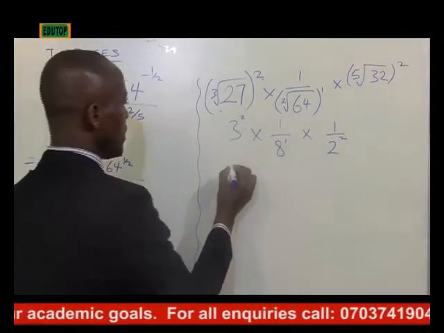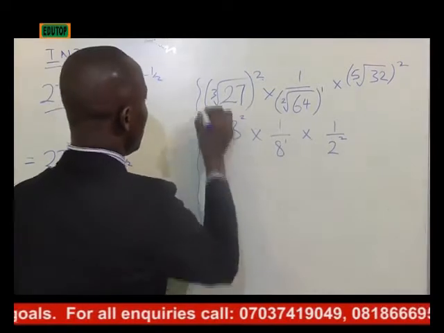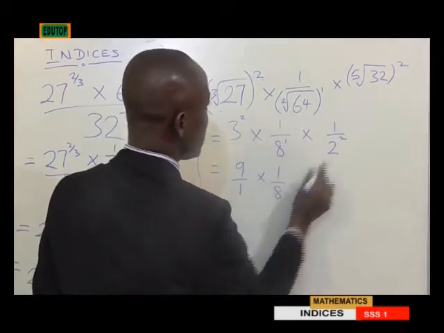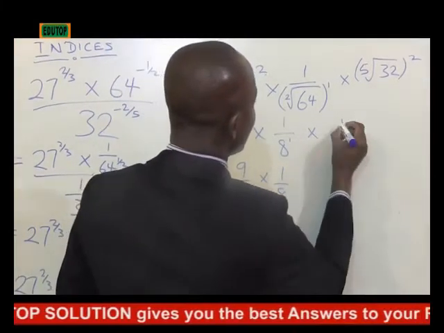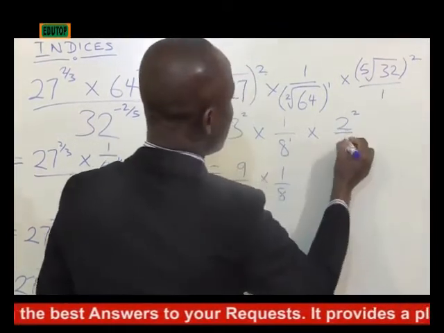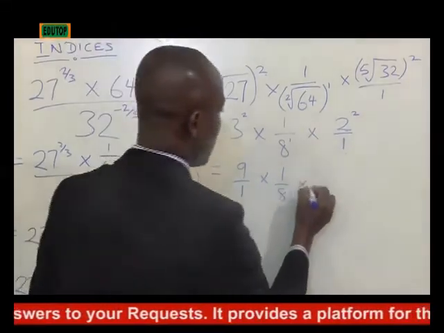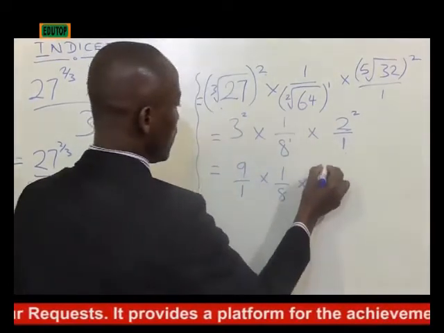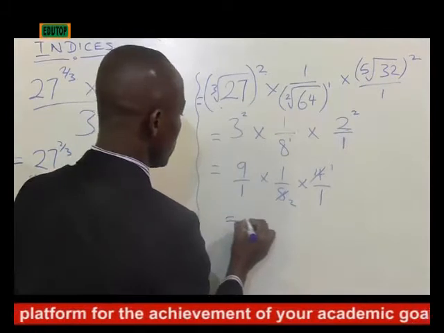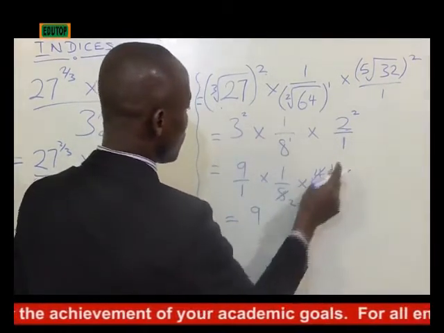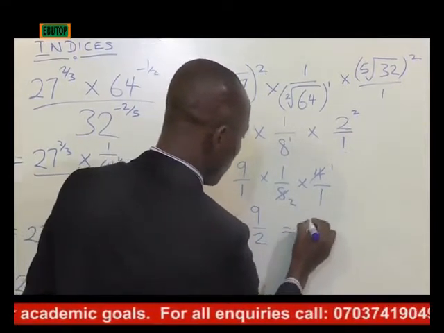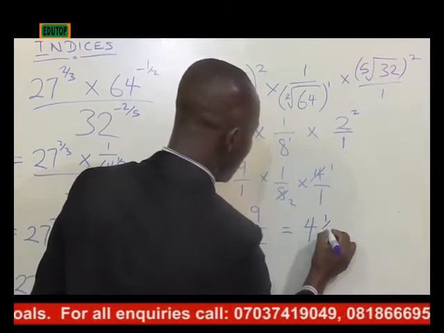So we will now be having something like this. That will be 9 over 1 times 1 over 8. Oh, sorry, this ought to be 2 squared, all over 1. Now we'll be having times 4 over 1. 4 divided by 4 is 1. 8 divided by 4 is 2. So we'll be having 9 times 1 times 1, that's 9. 1 times 2 times 1, that's 2. So which is equal to 4 and 1 over 2.